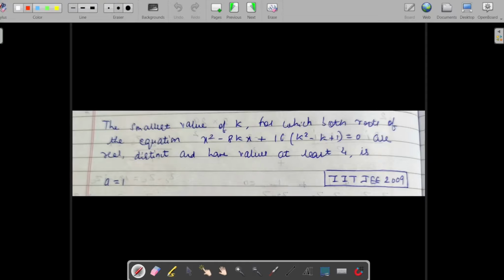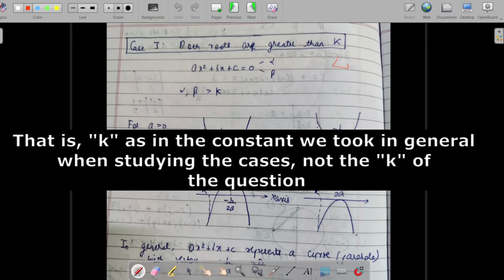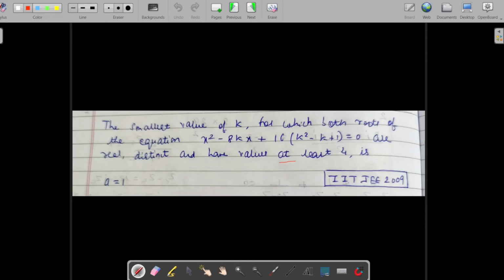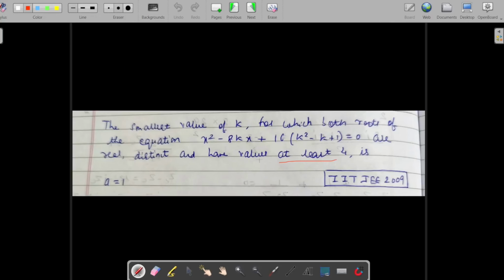First of all, let us identify the case. This is the very first case that we talked about, when both roots are greater than k. Here k is 4. But remember, the thing here is at least 4. So we can have a root where alpha is equal to 4. So in one condition that we will arrive at later, we will have to take care of the equality as well. But let us start from the very basics.